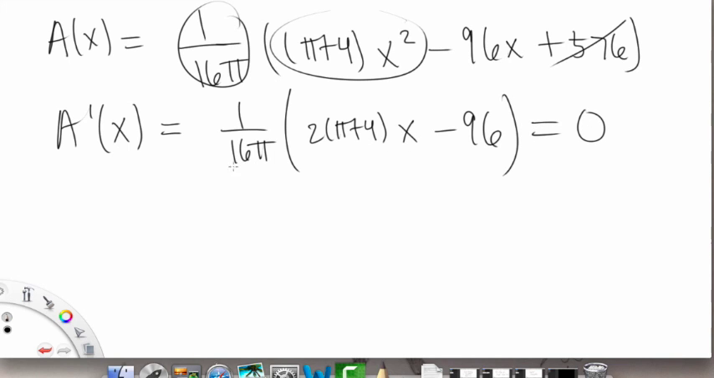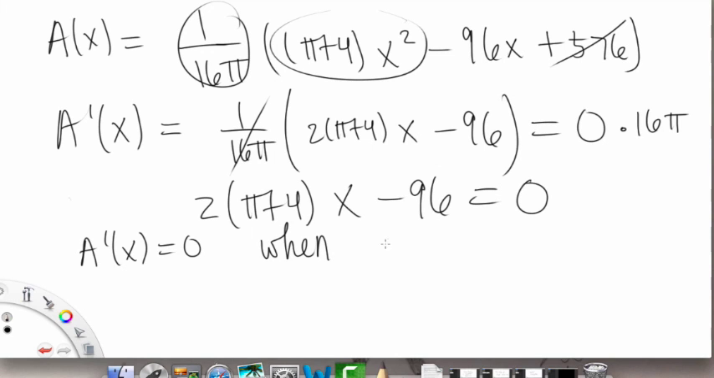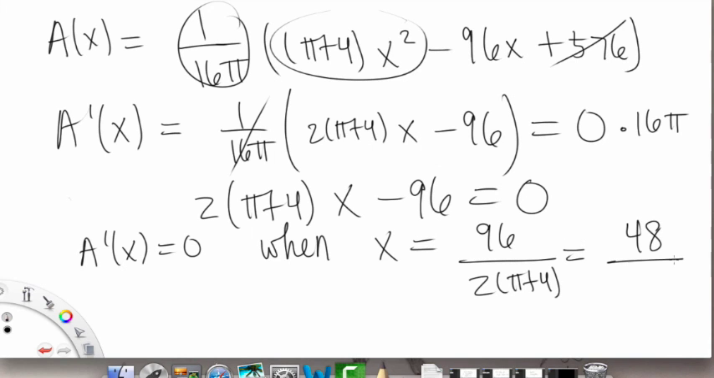If we multiply by 16 pi on both sides, that just goes away, and 0 times 16 pi is still 0. So we have 2 times pi plus 4 times x minus 96 equal to 0. So A prime of x is equal to 0 when x is equal to 96 over 2 times pi plus 4, which reduces to 48 over pi plus 4.